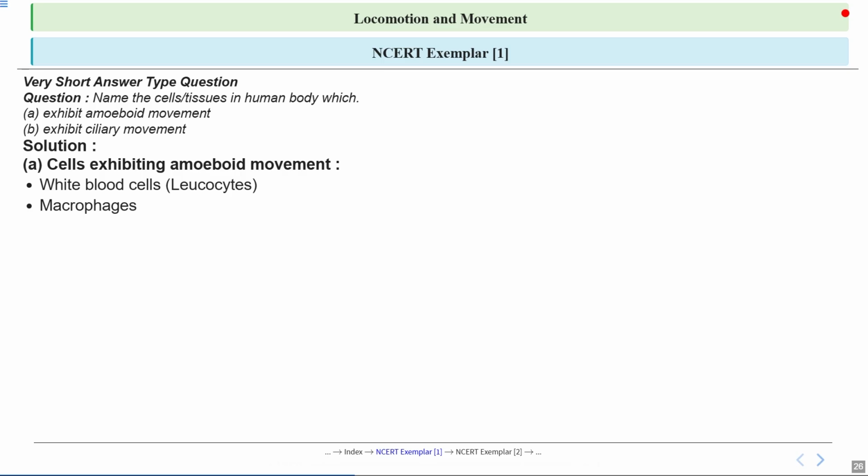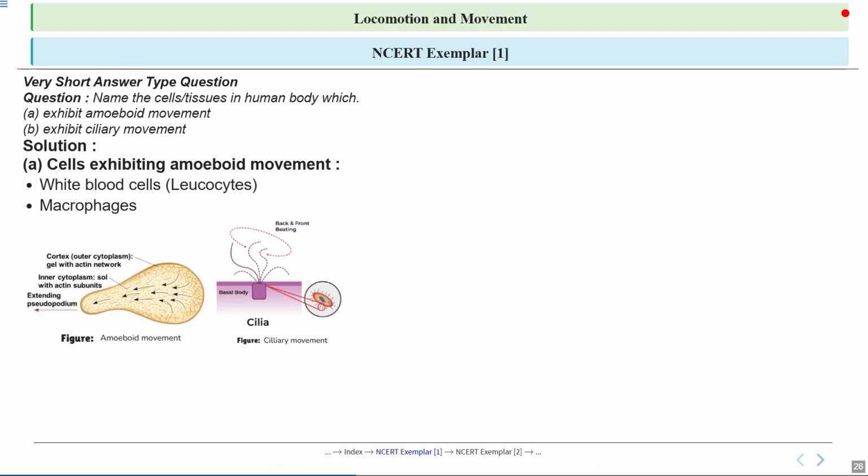and are very important for both innate as well as adaptive immune responses. So you can see in this picture how pseudopodia are responsible for amoeboid movement, and you can also see the back and front beating of cilia, which are attached to the basal body, and this back and front beating is responsible for ciliary movement. Now B, that is cells or tissues exhibiting ciliary movement. Let's see.